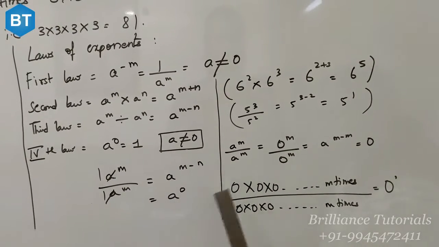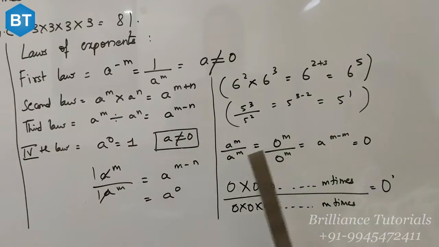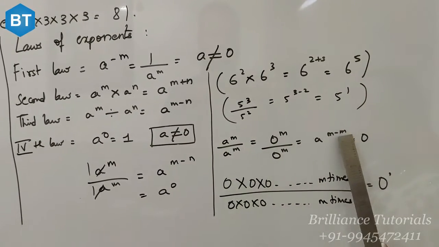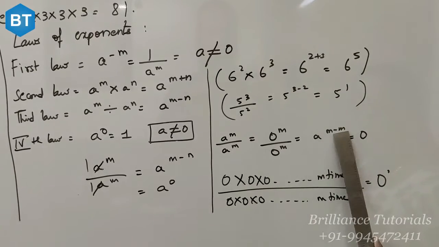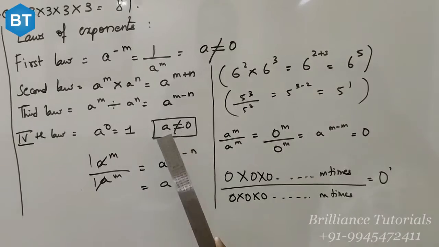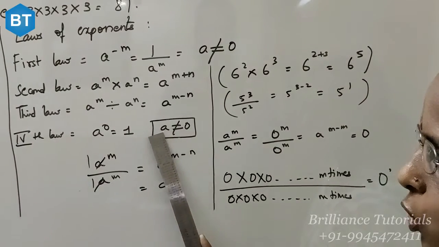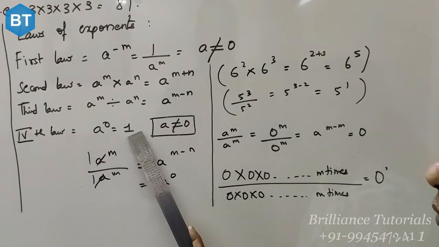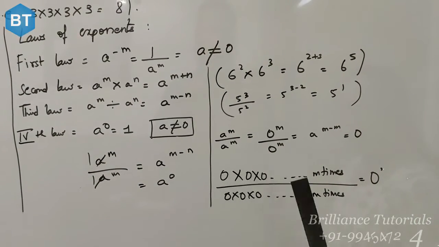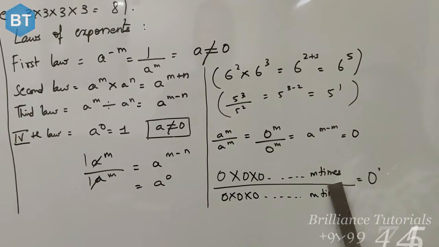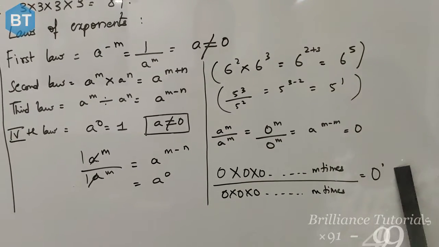Have you understood this? Next, I have written some more examples for the same fourth law. When we divide a to the power m by a to the power m, we get a to the power m minus m, that is a to the power 0, but here we have to show that a should not be equal to 0. a to the power 0 is equal to 1. One more example: when we multiply 0 m number of times, the result will always be 0.